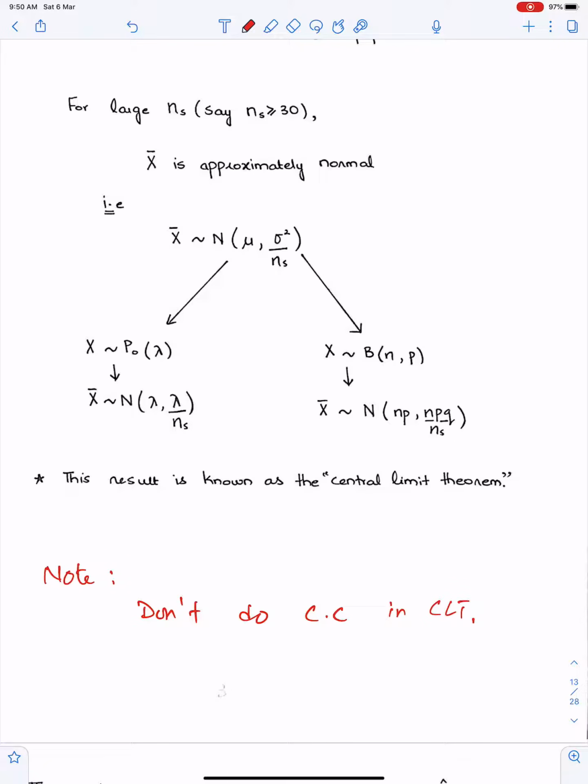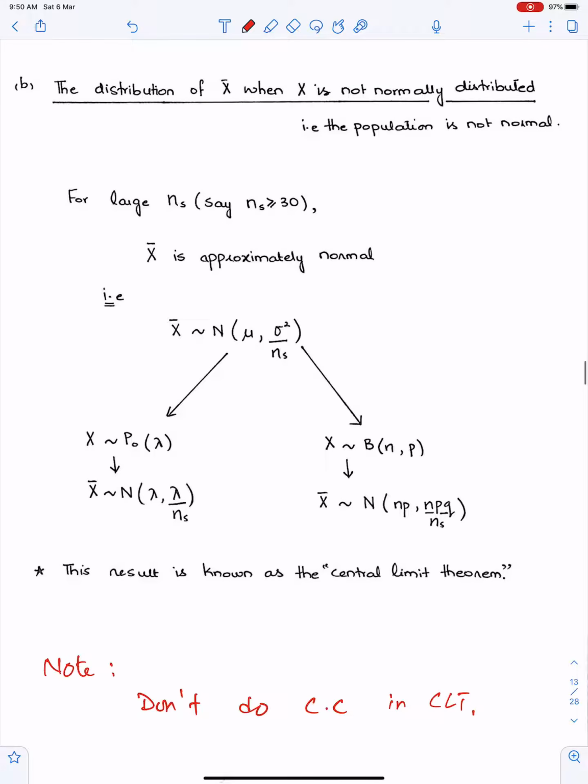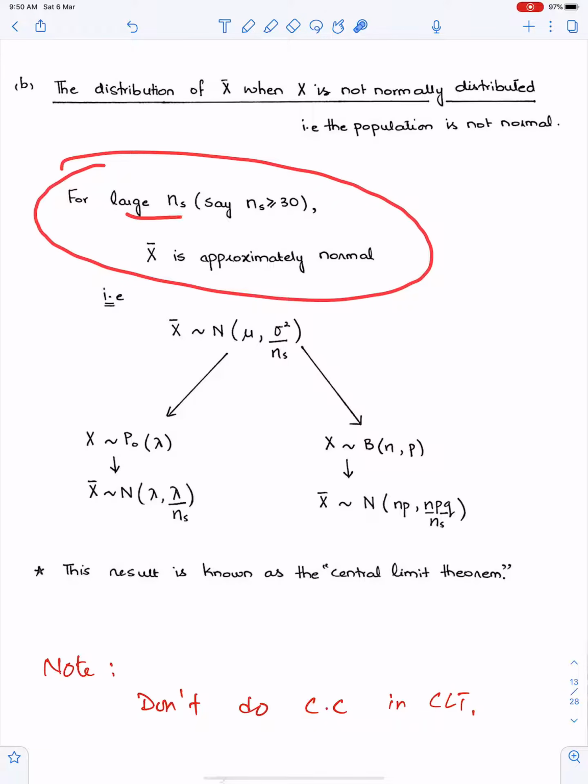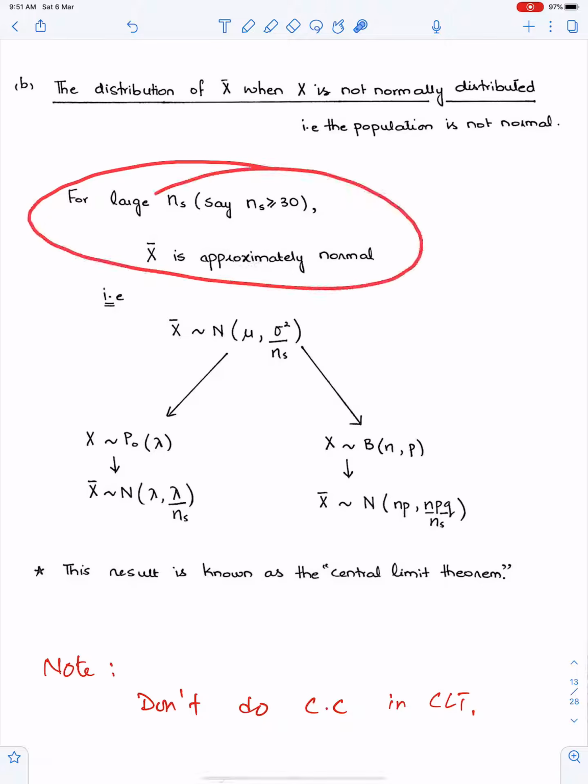So whenever you use CLT, you never do continuity correction. And please remember this statement. For large sample size, x bar is approximately normal, and mathematically you can write this as x bar follows normal with mean mu and variance sigma squared over ns.